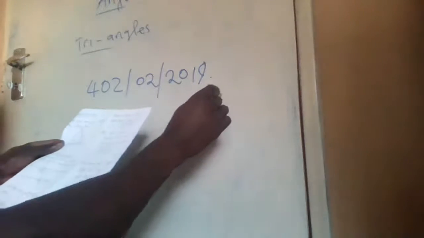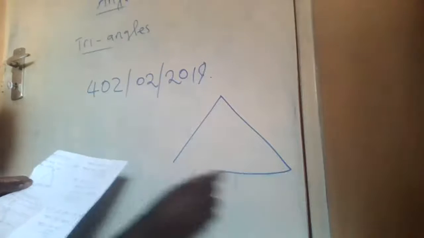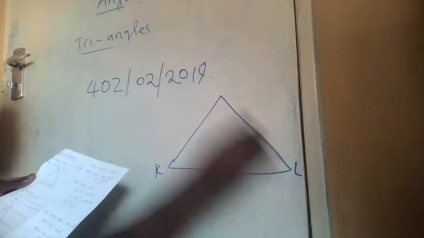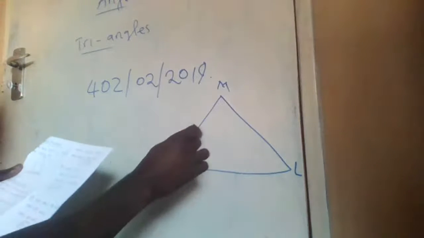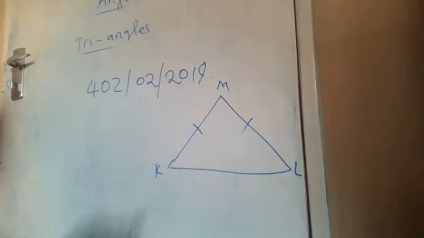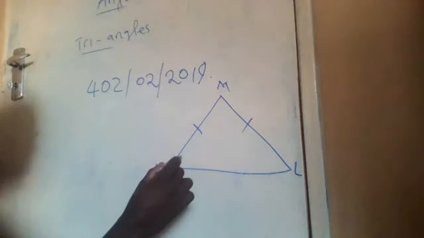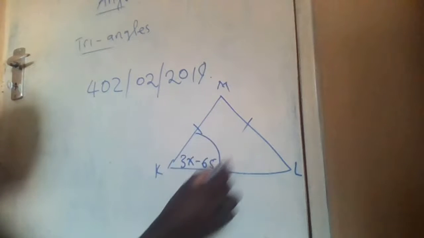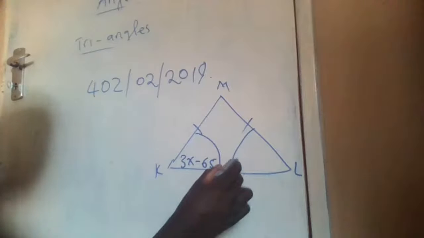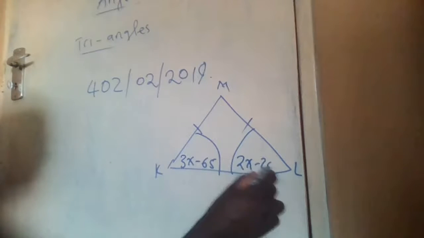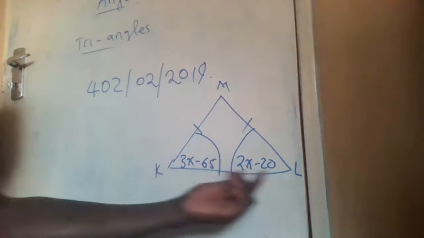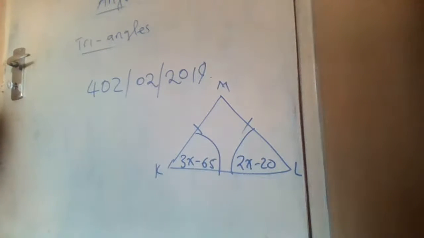How is the diagram? The diagram is like that. There's K here, L, and M. They've put marks showing that this line and that line are equal, producing 3x minus 65. That is the angle. And the angle here is 2x minus 20. Now there's a statement saying this angle is equal to that angle. Find the value of x.